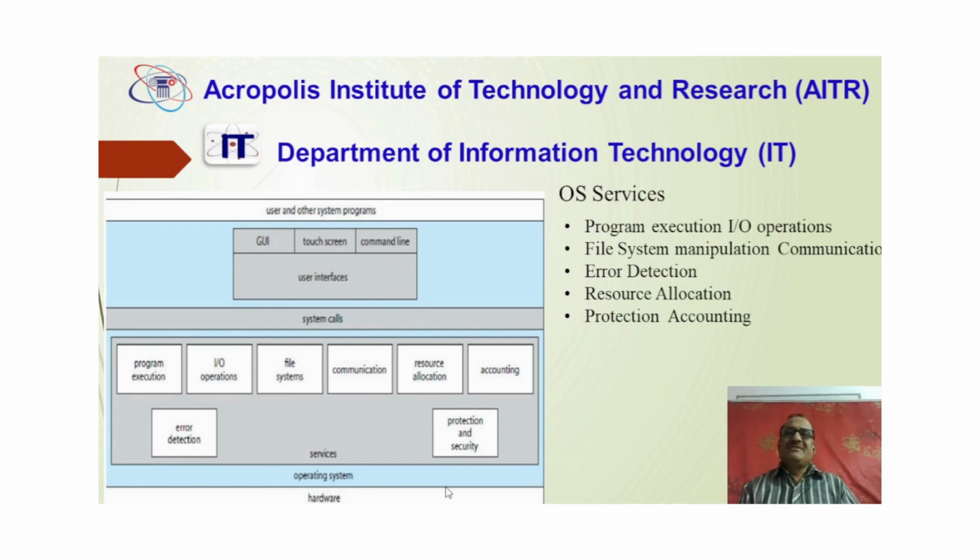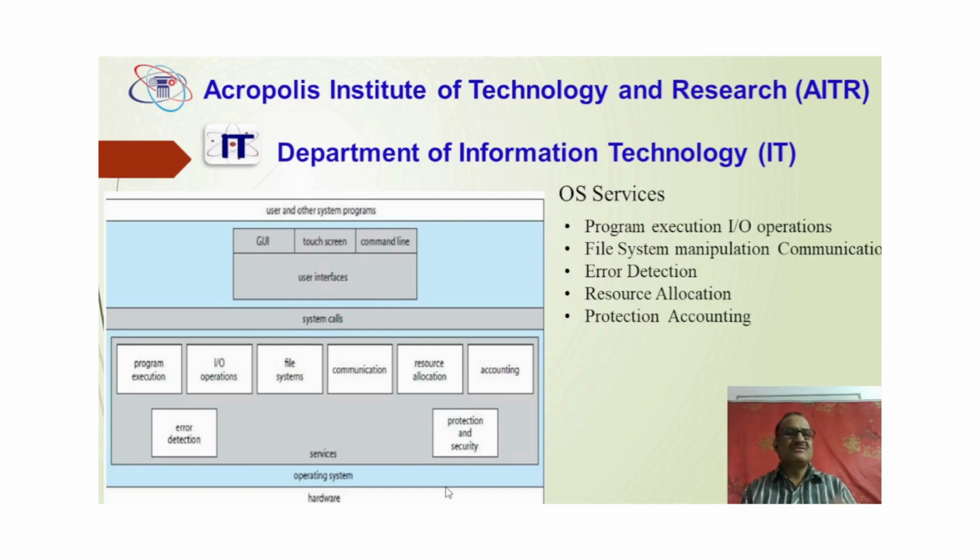Operating system provides various services too: program execution, IO operations, file system manipulation, communication, error detection, resource allocation, protection and accounting. So, as you can see in the diagram, the user is connected with the application program by means of GUI, touch screen, command line. These are known as user interfaces.